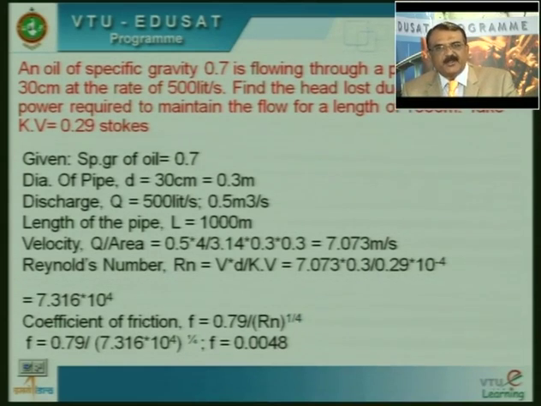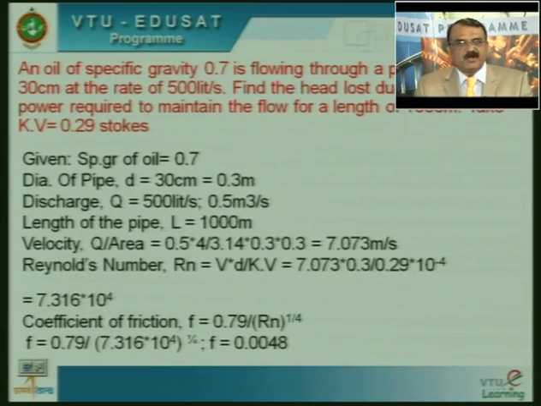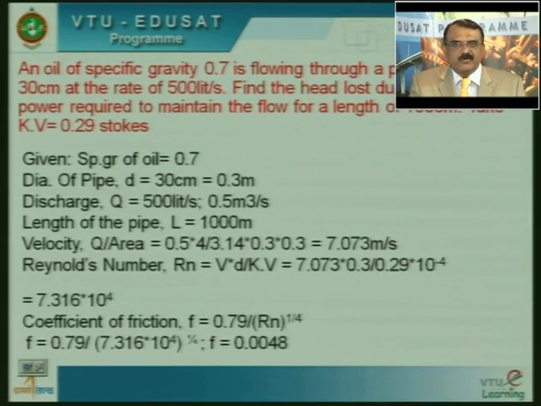Then velocity. Using the continuity equation, Q is equal to A into V. So let me calculate the value of velocity V. V is equal to Q divided by A. How are you going to calculate the value of area? Because you know the diameter of the pipe. Diameter of the pipe is 0.3. So pi d square divided by 4. Therefore calculate the value of area. Therefore velocity works out to be 7.07 meter per second.